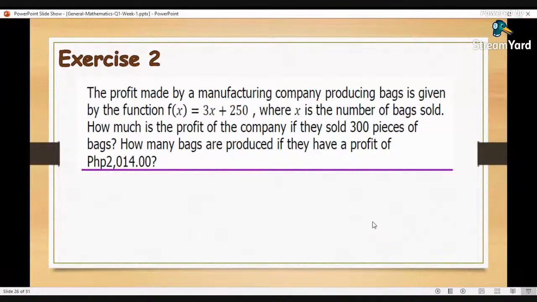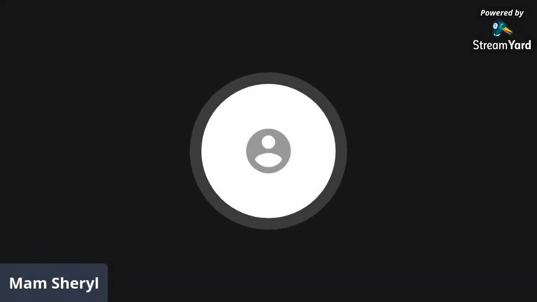Okay, exercise 2, number 1 states that the profit made by a manufacturing company producing bags is given by the function f of x equals 3x plus 250, where x is the number of bags sold. How much is the profit of the company if they sold 300 pieces of bags, and how many bags are produced if they have a profit of 2,014 pesos? Okay, so in that case, we have to give 2 answers on this.